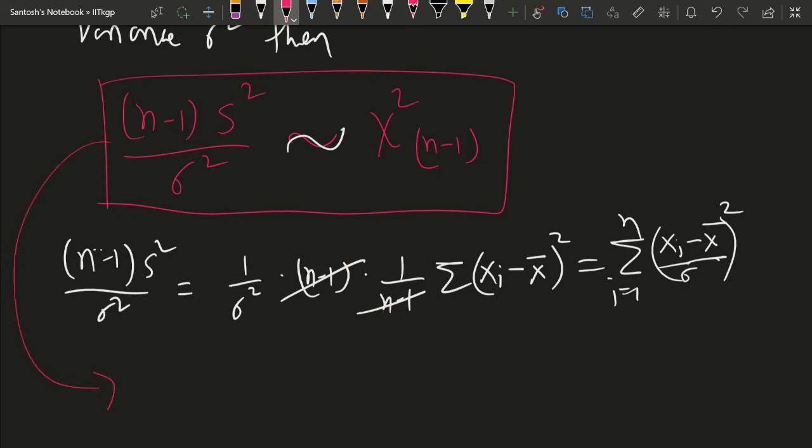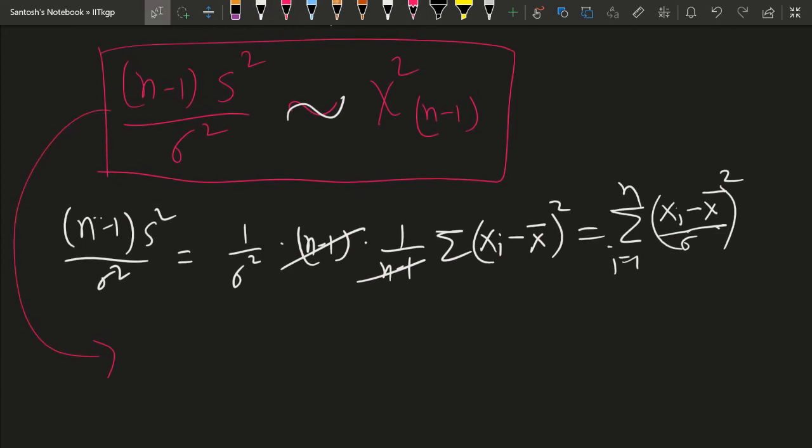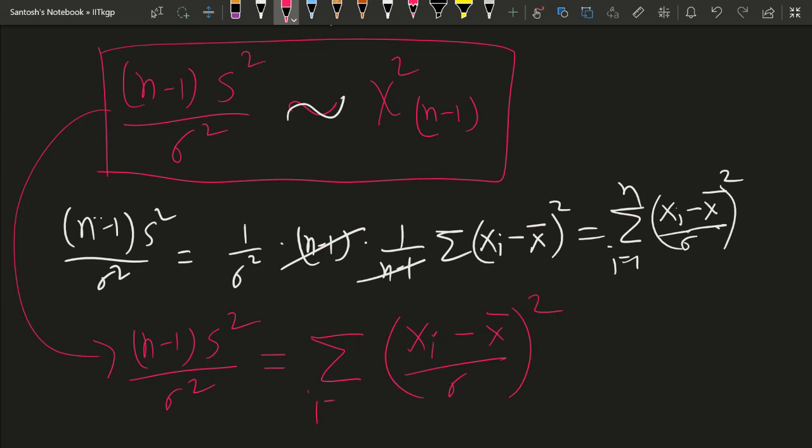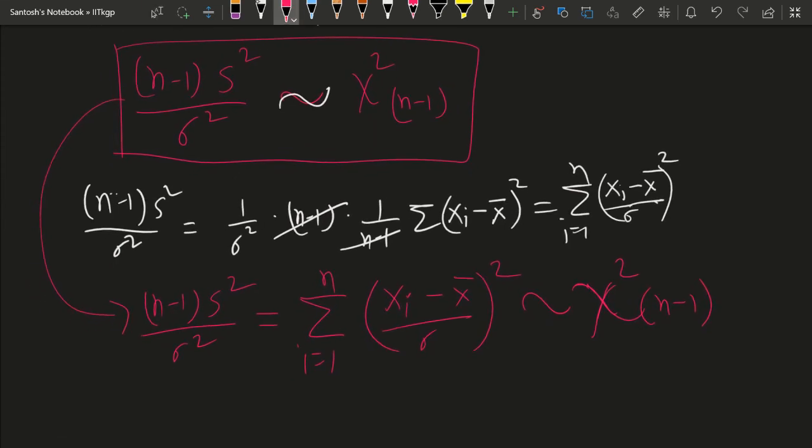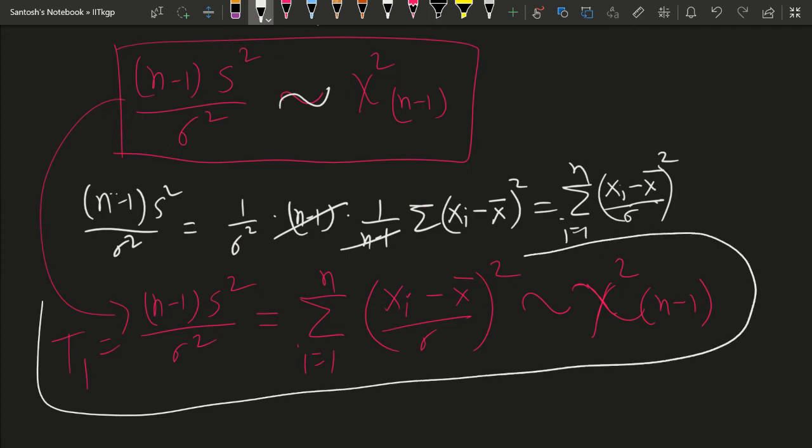So we can rewrite this quantity: n minus 1 S square upon sigma square is the same as summation xi minus x bar upon sigma whole square, i from 1 to n. This has distribution chi square with n minus 1 degrees of freedom. This is the result. You may name this statistic T1, T2 or something. So this quantity has distribution chi square with n minus 1 degrees of freedom.